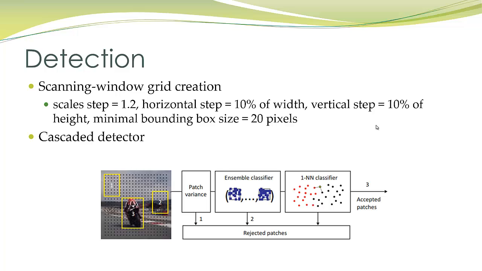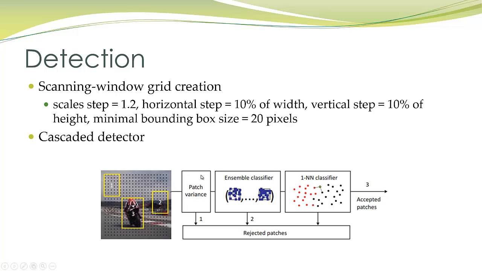Otherwise, definitely you don't want anything smaller than 20 pixels. And when you have the scanning window generated, all you have to do is go through this cascaded detector classification process. The first step is the patch variance, which is the simplest one.